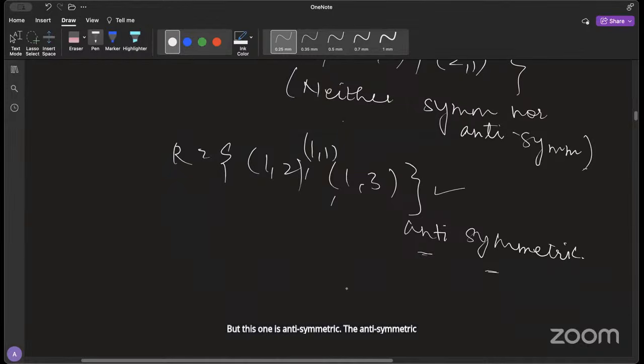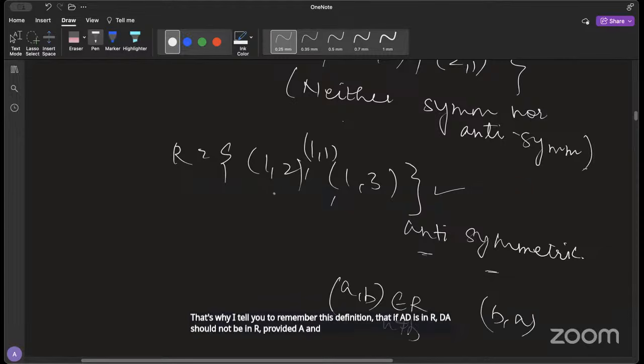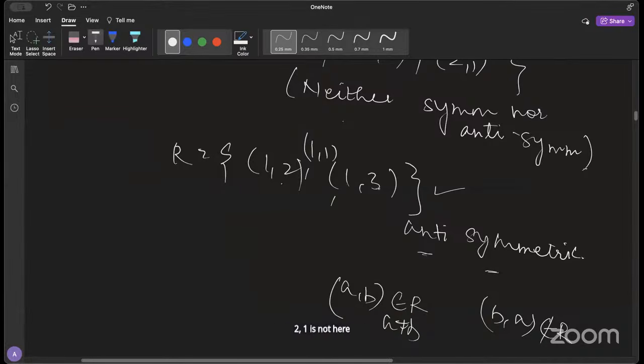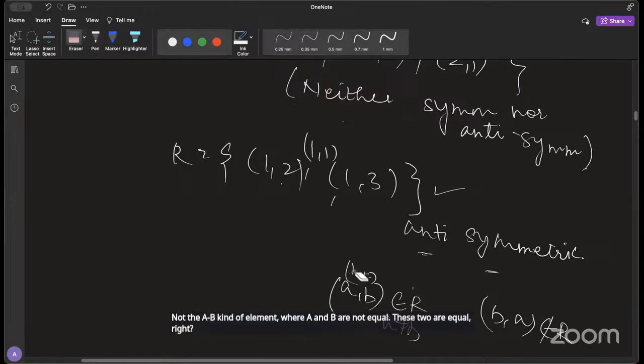The anti-symmetric definition says, that's why I tell you to remember this definition, that if (a, b) is in R, (b, a) should not be in R, provided a and b are not equal. Now look at this pair. Let's come to the first pair. This is (1, 2), where a and b are not equal. 1 and 2 are not equal. So (b, a) should not be in R, which is true, right? (2, 1) is not here. Same goes for (1, 3). And (1, 1), you don't need to test for (1, 1) because it is not the kind of element where a and b are not equal. These two are equal, right? Is that okay?